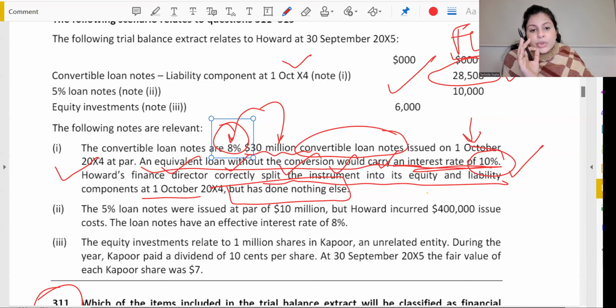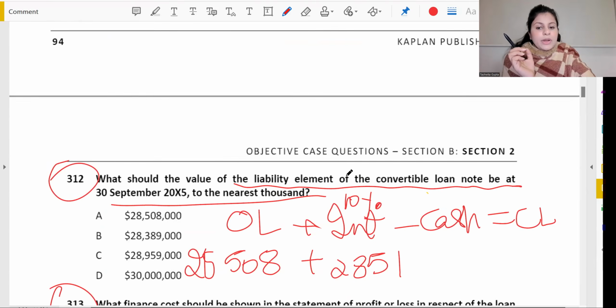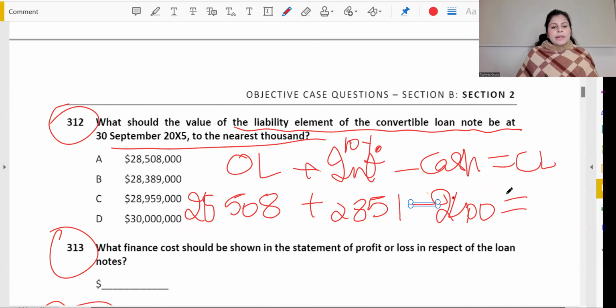One more clarity you just got: cash is always paid on nominal value. So what is 8% of 30,000? Quick. What is 8% of 30,000? 2,400. So what's my closing liability?